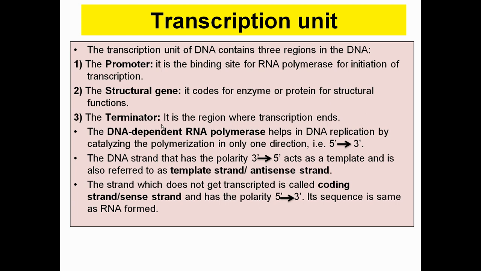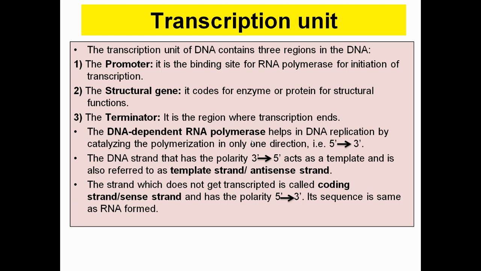Okay, or 5 prime to 3 prime direction. And this particular RNA polymerase is totally dependent on the DNA for the synthesis of RNA. So this is sometimes referred to as DNA dependent RNA polymerase. The complete name of that particular polymerase is DNA dependent because it is completely dependent on the DNA for the synthesis of RNA. So that's why its full name is DNA dependent RNA polymerase.